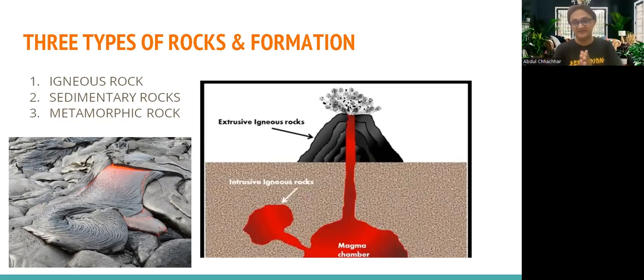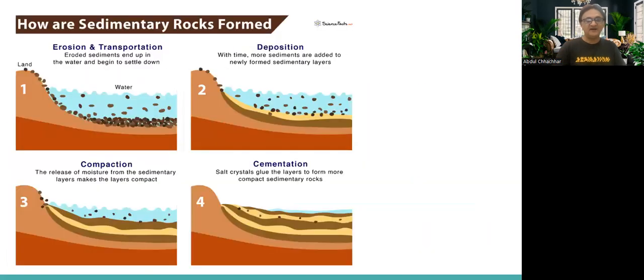Some examples: obsidian rocks form on the surface. However, gabbro and granite form inside. Second, we have sedimentary rock. This is the process of sedimentary rock: erosion, then deposition, compaction, and cementation.